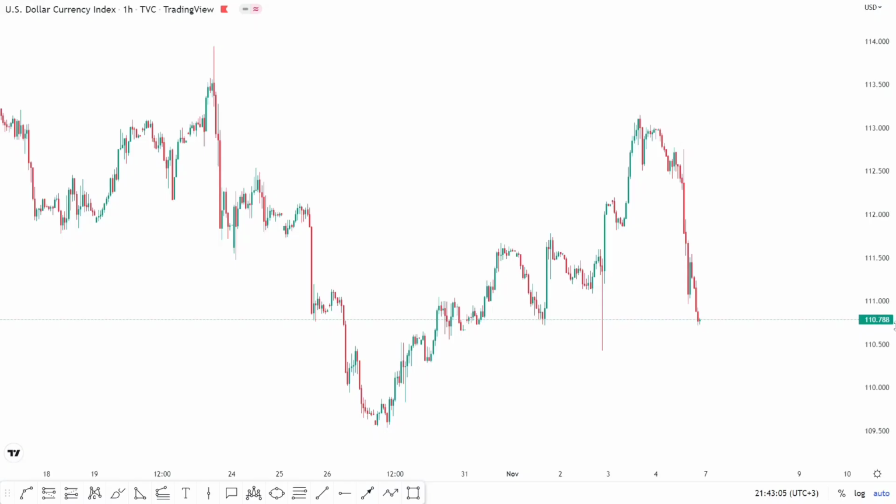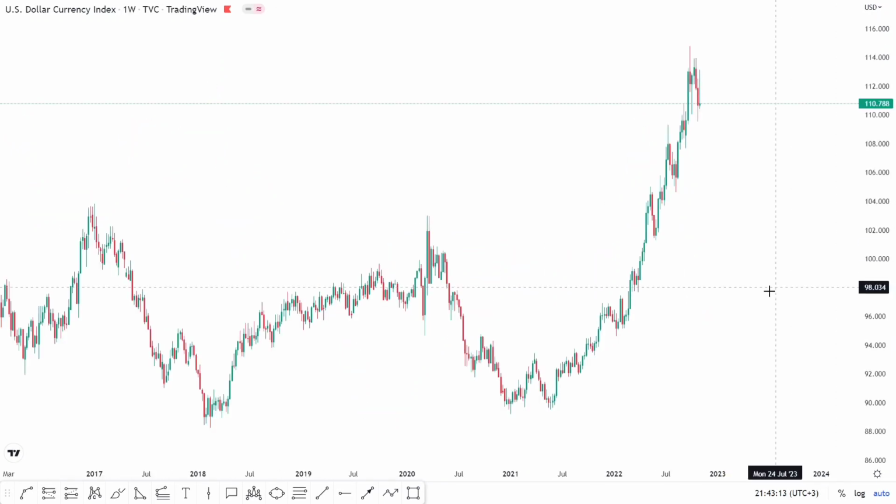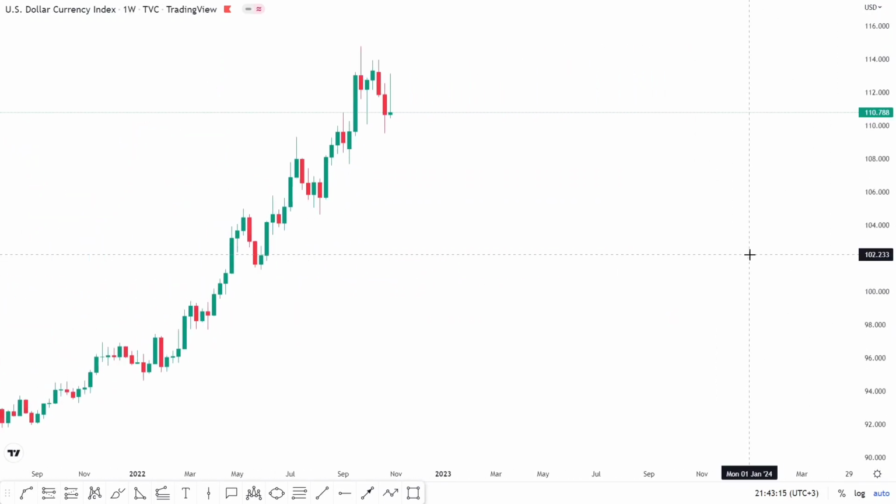Hello guys, so a pre-week analysis of what I'm watching for next week. I'll start with the dollar index in the weekly time frame just to first see how the last week behaved.